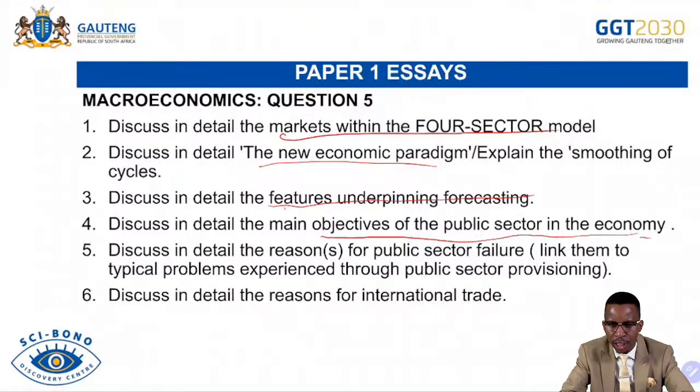Discussing in detail reasons for public sector failure, and link them to the poor public sector provision. In this case, that's why we talk about lack of motivation, apathy, structural weaknesses, etc. Discussing in detail reasons for international trade, that's why we talk about both demand and supply reasons for foreign trade.